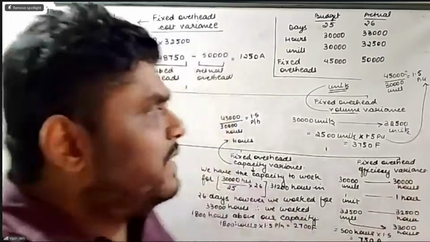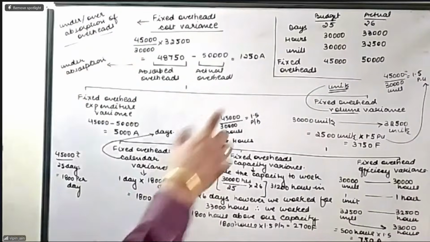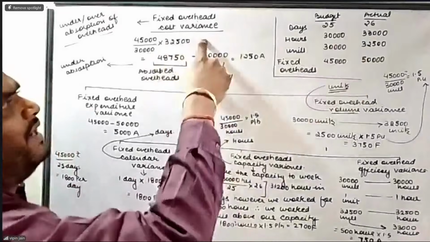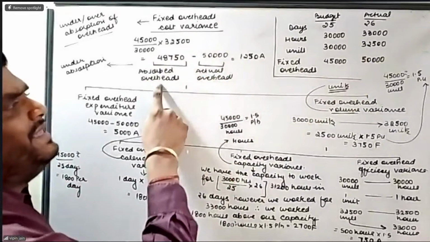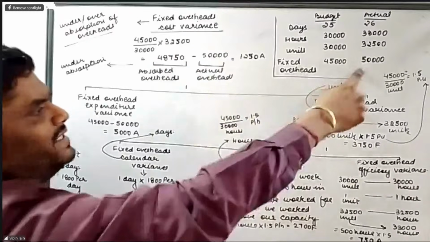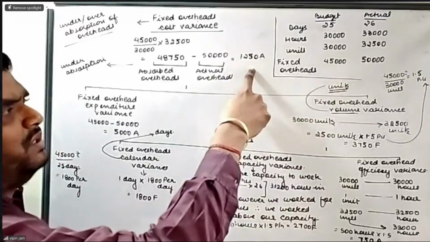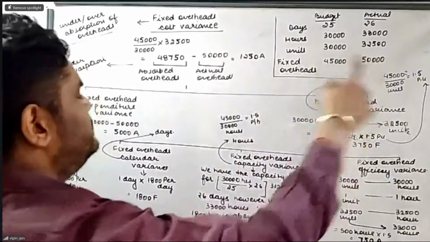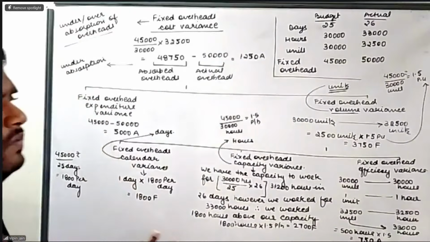Anyways, let's summarize what we have discussed till now. 45,000 overheads for 30,000 units. So for 32,500, how much? 48,750. These are my absorbed overheads. Actual overheads are 50,000, so this is under absorption, and this will be adverse. Expenditure variance straight away: 45,000 minus 50,000, 5,000 adverse.